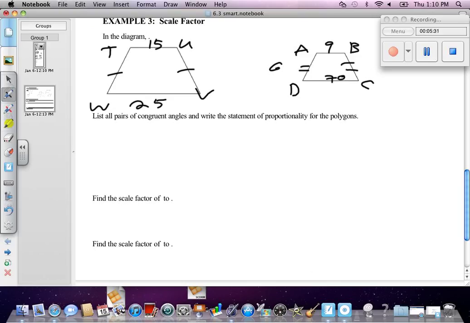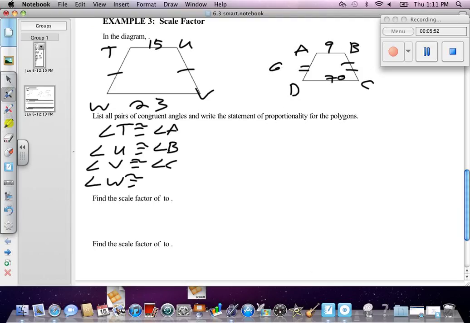Shouldn't that be 23? Did I write 25? It should be 23. Thank you. So angle T is congruent to what angle? A. Angle U is congruent to what angle? Good. Angle V is congruent to what angle? C. And then angle W is congruent to what angle?